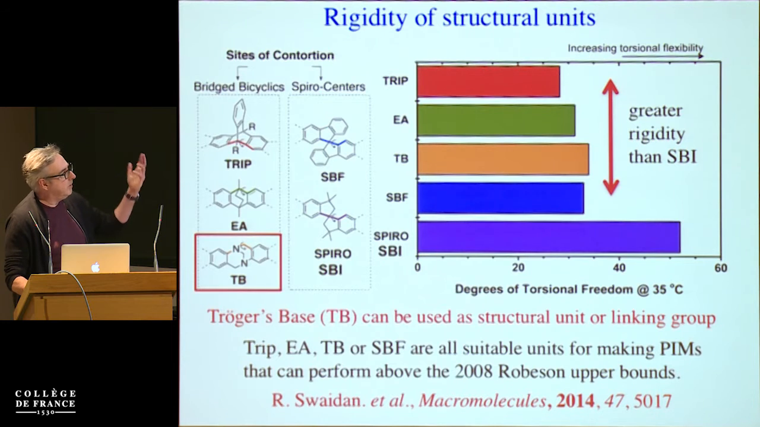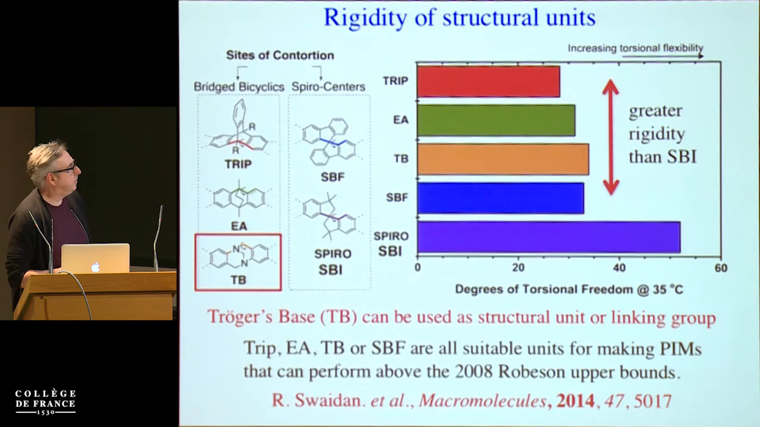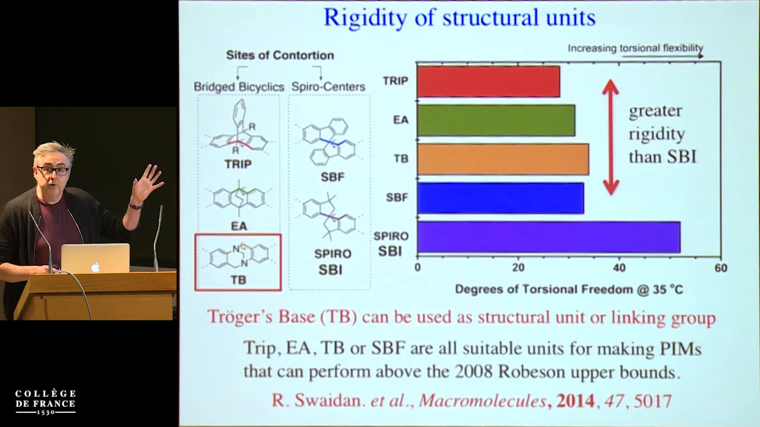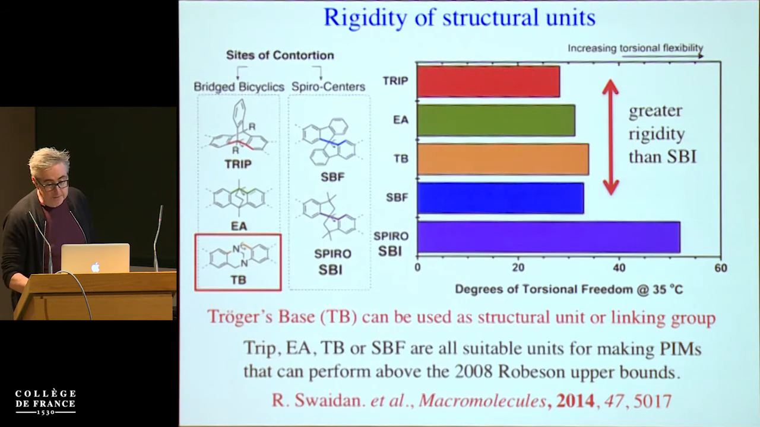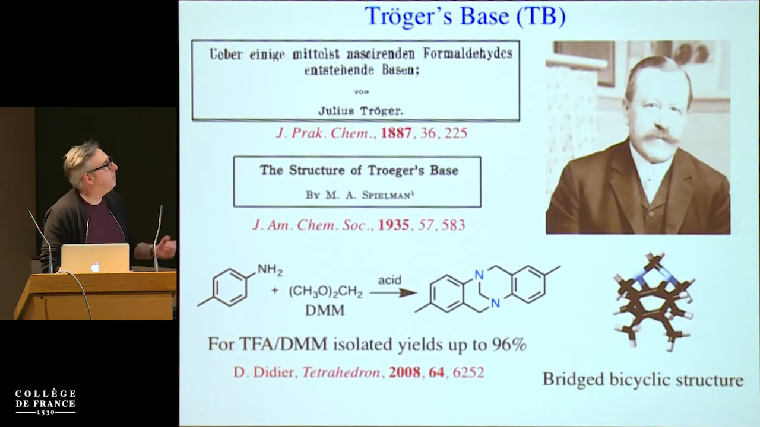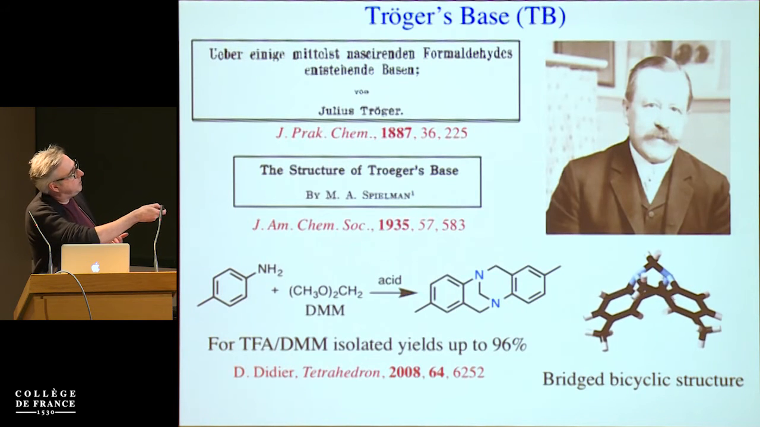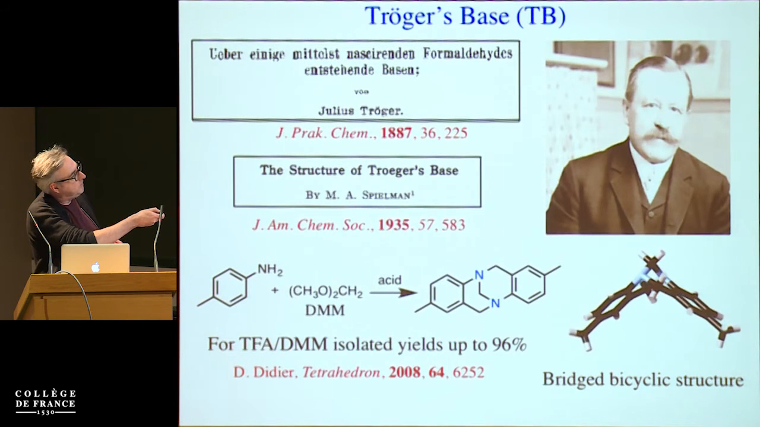You can just work out the energy cost in wiggling the molecule about, basically using molecular dynamics, and that can actually tell you how rigid the material is. What I also liked about the Tröger's base moiety is that it's very nice to make. It was discovered in the 1880s, got the structure wrong in 1888, but the structure was elucidated in 1934.